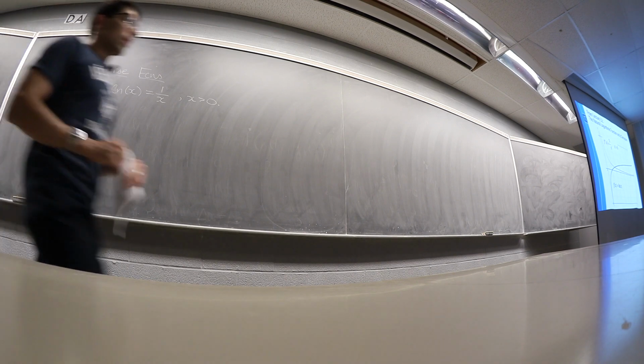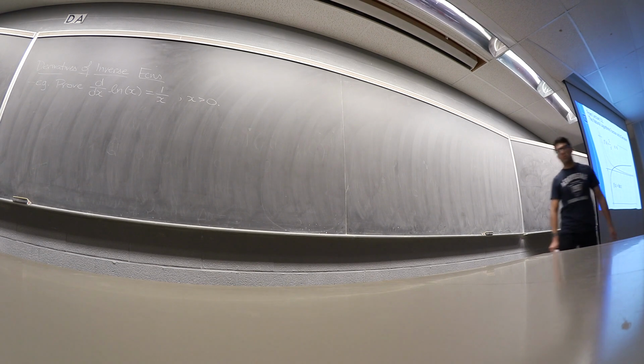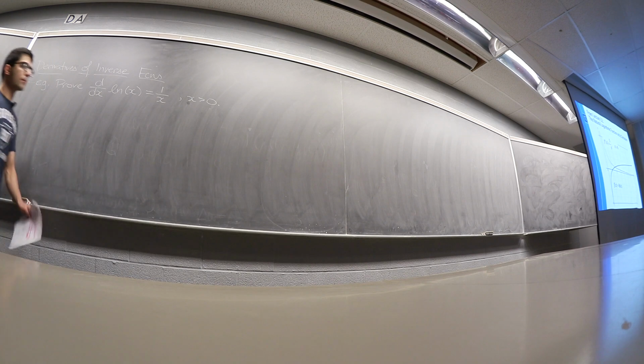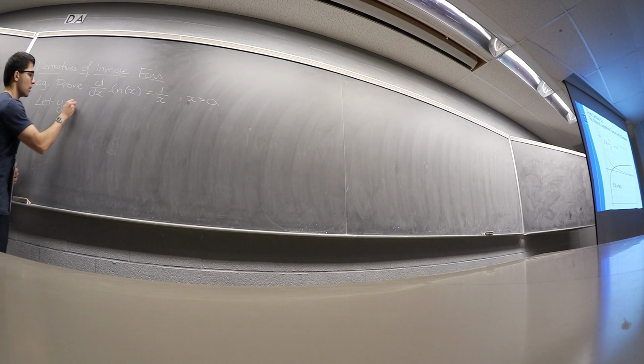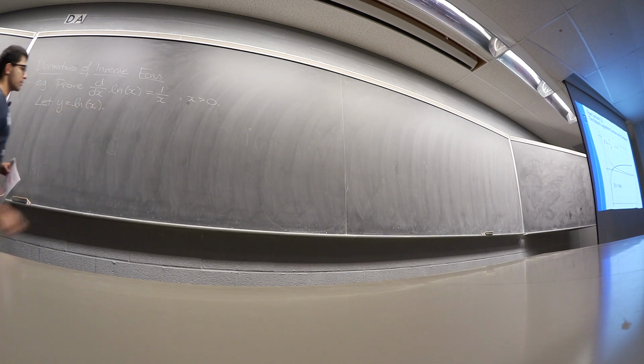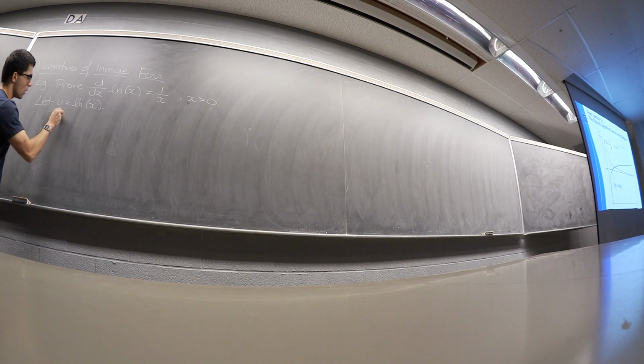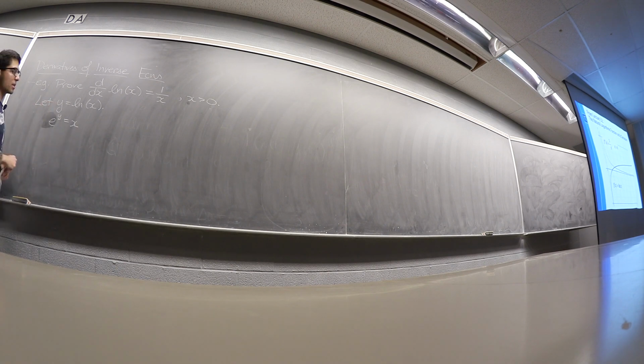This guy looks friendly. It looks differentiable on its domain, and ln is going to be differentiable on its domain, which is that. So let's go. What do we do? Let y equal ln x. Okay, we don't know what to do with that. Let's rewrite it in the form we can deal with. That's the same as saying e to the y equals x. Okay, y is the exponent to which e has to be raised to give x.